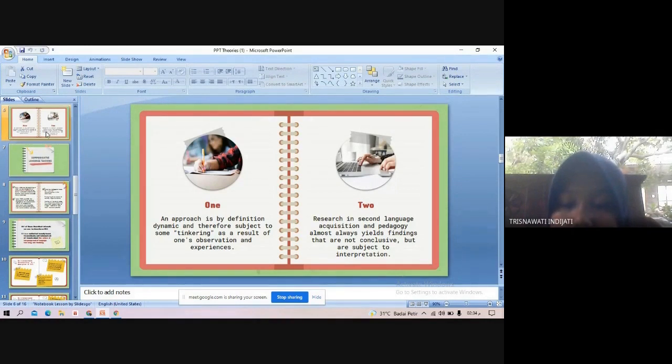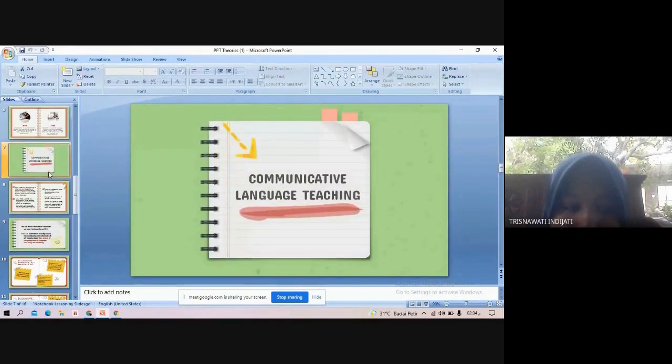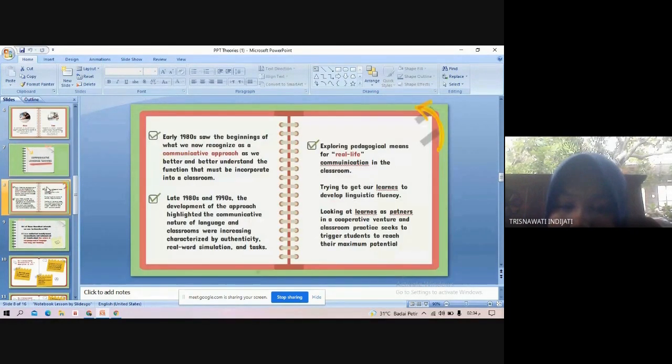Slide 7, Communicative Language Teaching or CLT. Slide 8, early 1980s saw the beginning of what we now recognize as a communicative approach, as we better and better understand the functions that must be incorporated into a classroom. Late 1980s and 1990s, the development of the approach highlighted the communicative nature of language, and classrooms were increasingly characterized by authenticity, real-world simulation, and tasks.